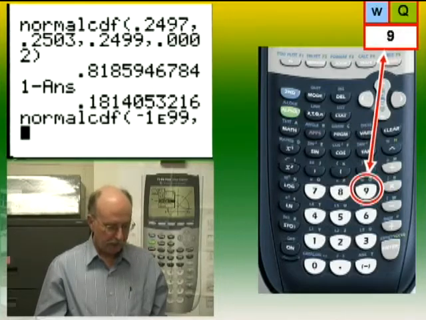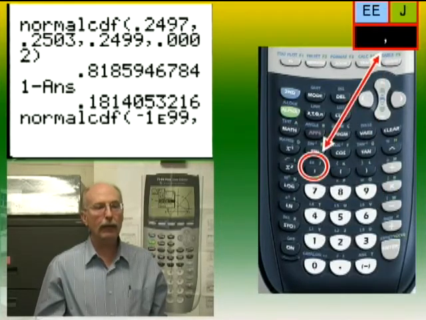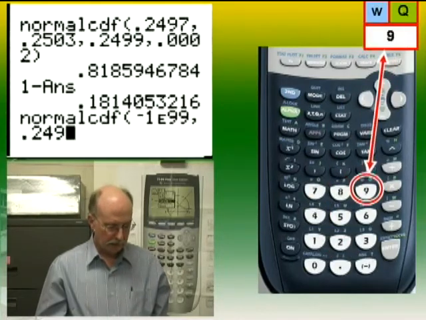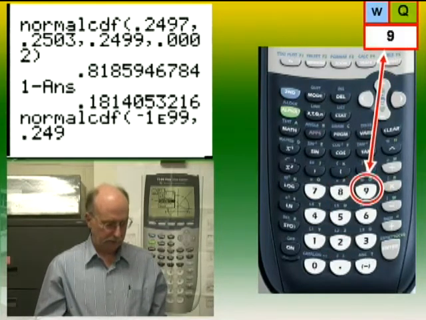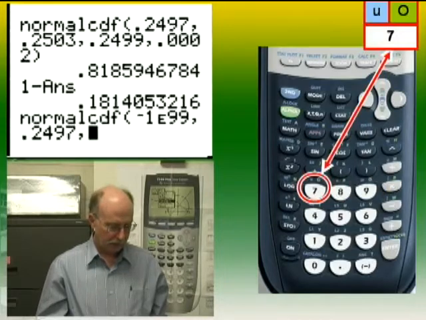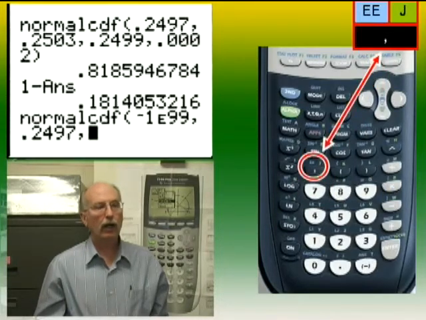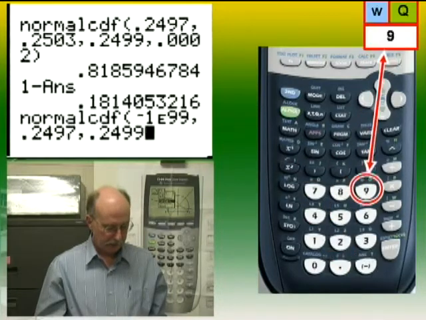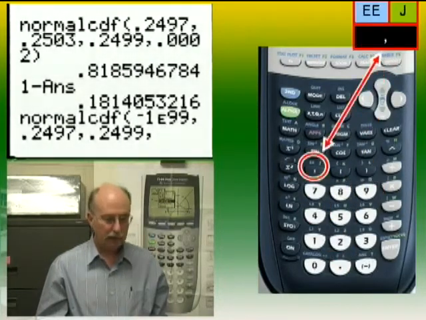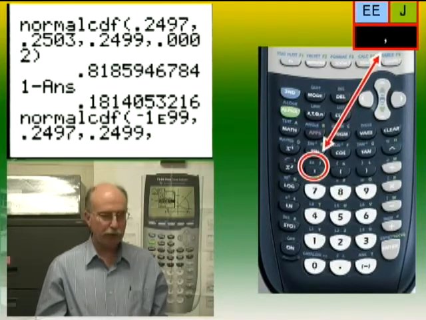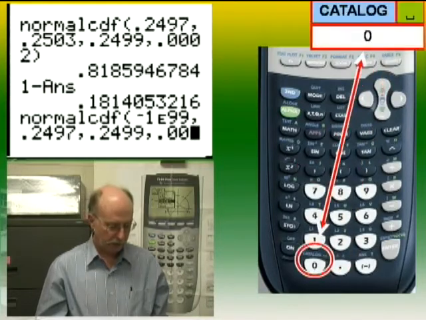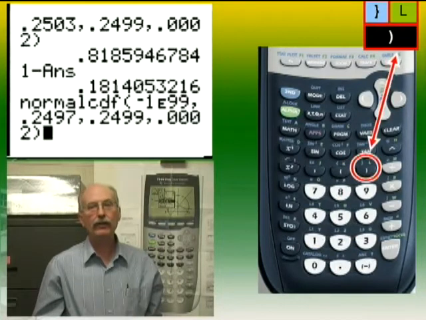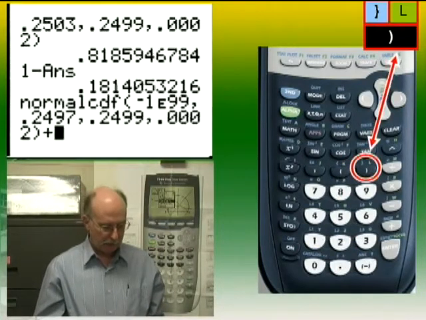Put in a comma, and now our upper bound was 0.2497. Hit a comma. Our mean was 0.2499, another comma. And our standard deviation was 0.0002, closing parenthesis. And now we need to add to it the area on the right side, so we'll hit a plus.